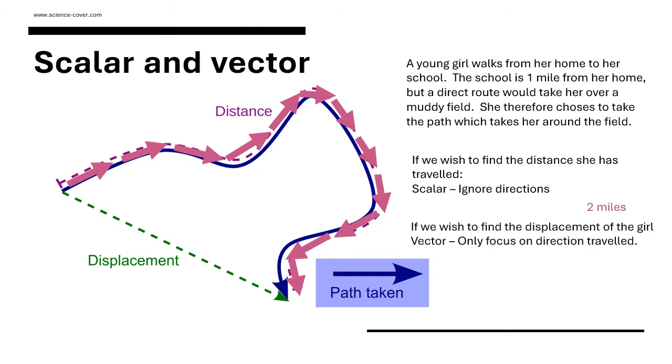However, if we wish to find the displacement of the girl, we're only focused on the direction that she's travelled. So we look at her starting point and her end point, and we mark the distance from the start point to the end point and the direction. So we could say that she's travelled 1 mile southeast.